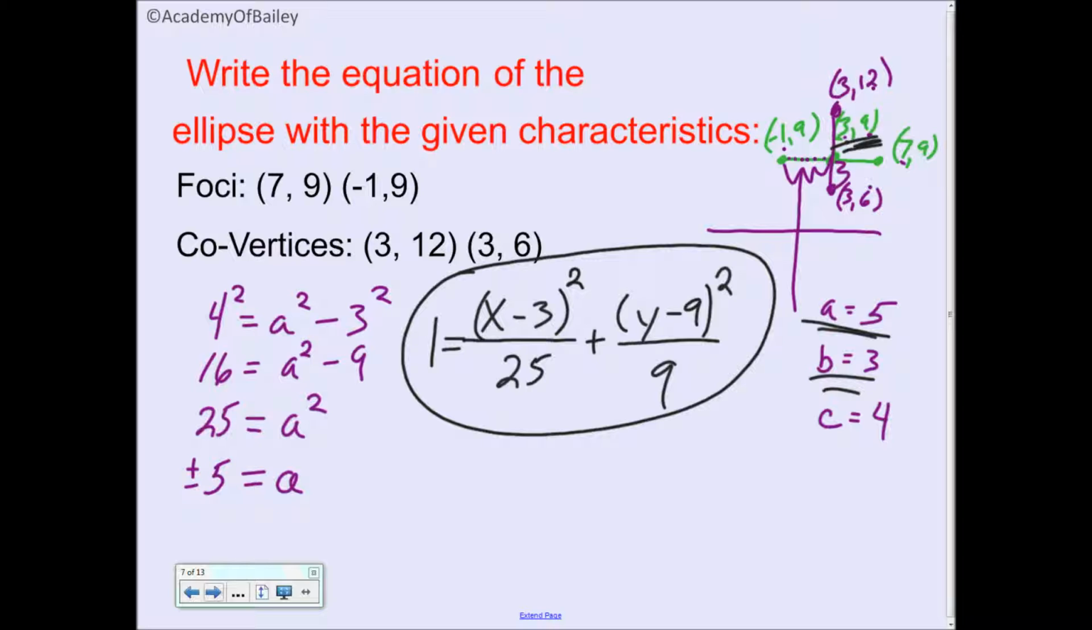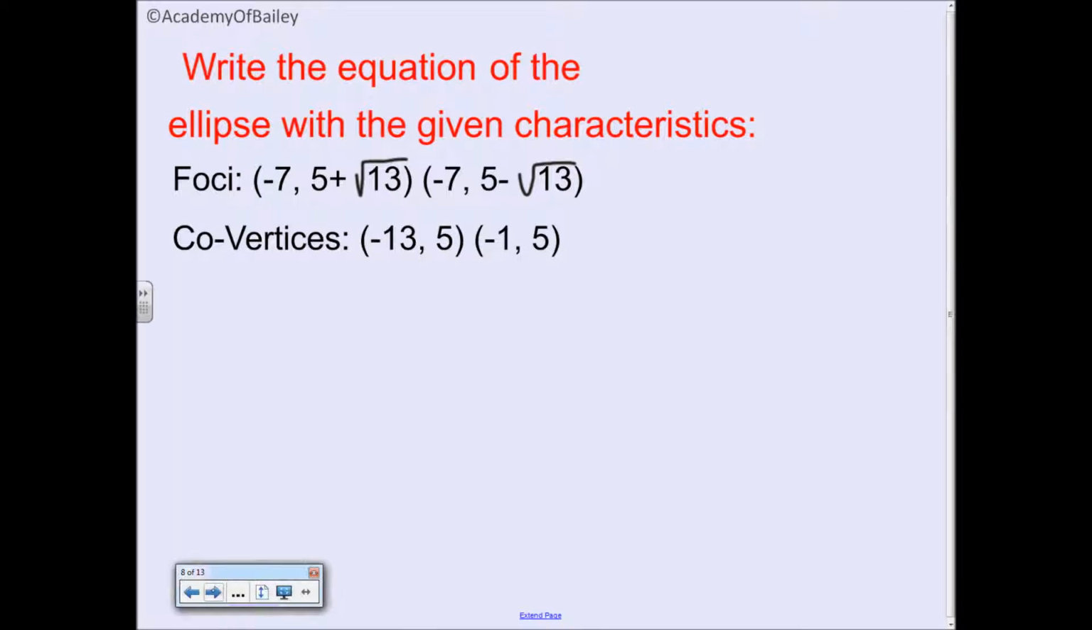All right, so let's look at this one here. Alrighty, we're rolling along. I'm going to write the equation of an ellipse with the given characteristics. So now if we look here, this one has foci of (-7, 5 plus the square root of 13).